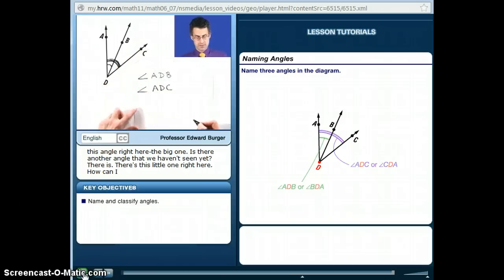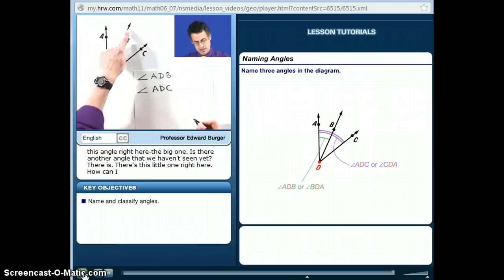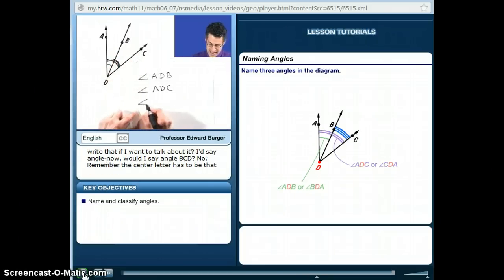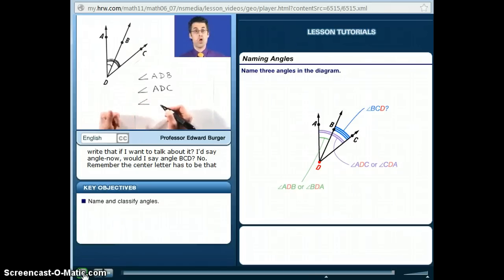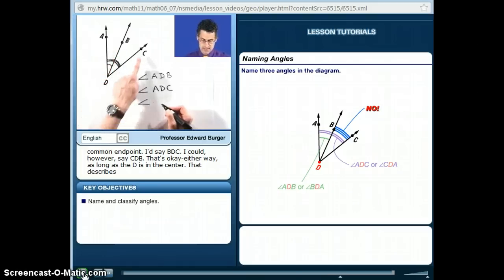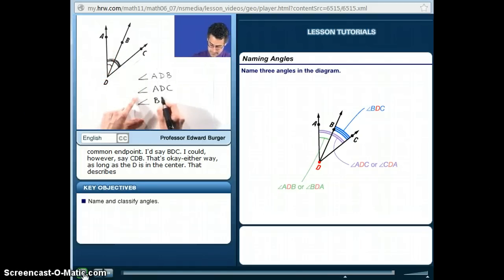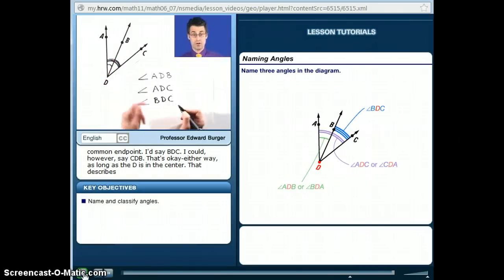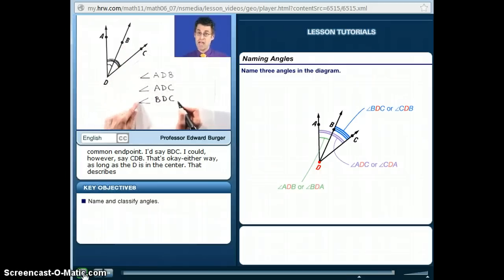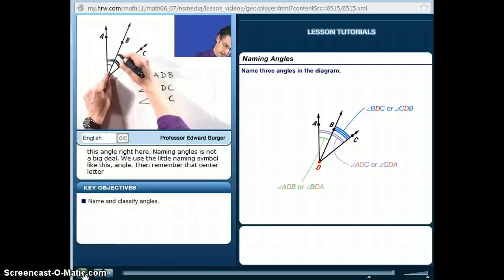But is there another angle that we haven't seen yet? Well, there is. There's this little one right here. How can I write that if I want to talk about it? I'd say angle. Now, would I say angle BCD? No. Because remember, the center letter has to be that common endpoint. So I'd say BDC. I could, however, say CDB. That's okay. Either way, as long as the D is in the center. And that describes this angle right here.